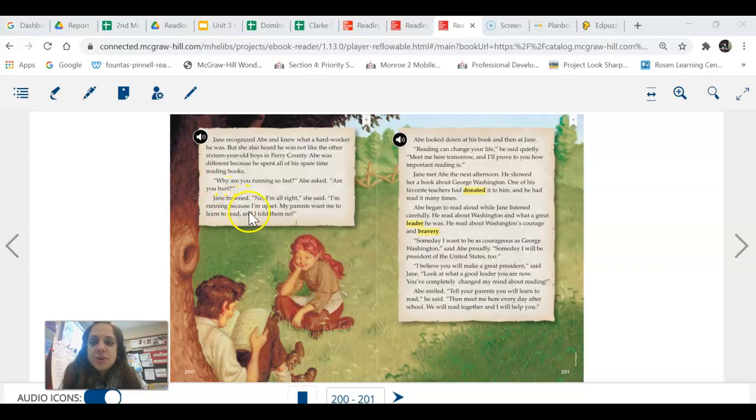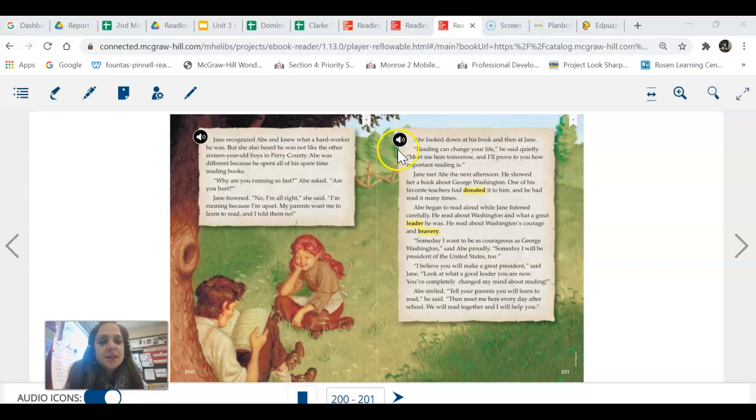Here's another signal word, because. What's happening? Jane's upset. Why is she upset? Let's read on to find out. "My parents want me to learn to read, and I told them no." So Jane's upset because her parents told her that they want her to learn to read.